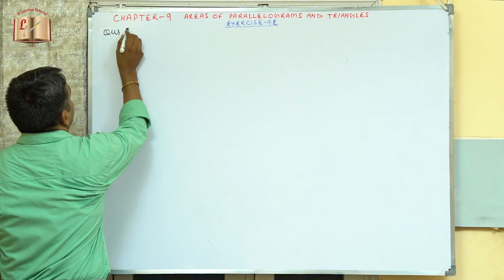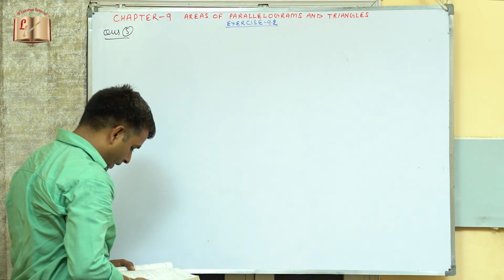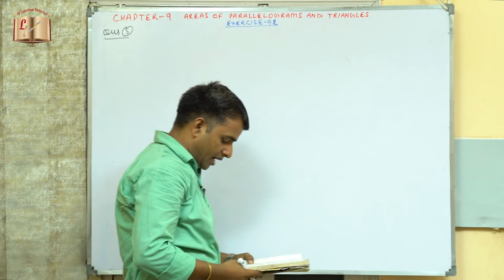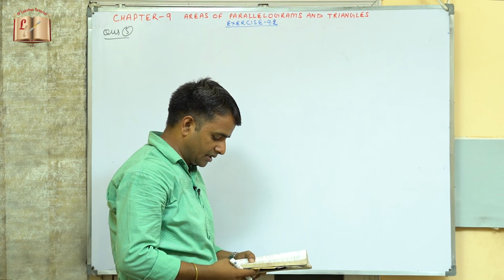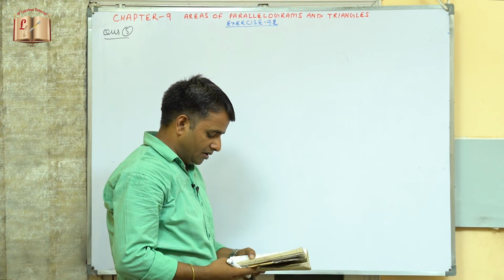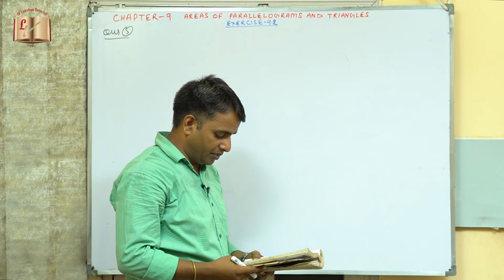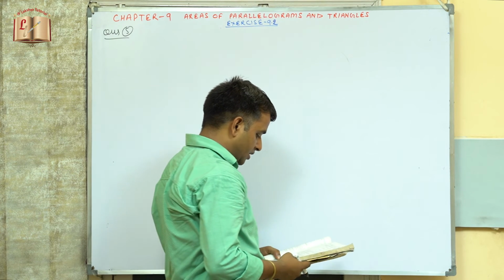Now coming to question number 5. In figure 9.17, PQRS and ABRS are the two parallelograms, and X is any point on the side BR. We need to prove these two.